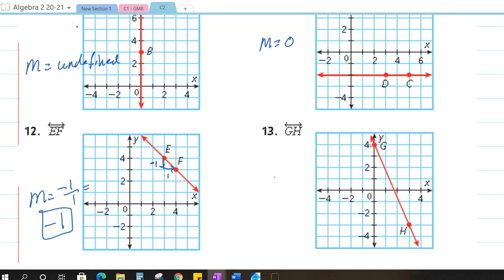The one on the right. How far down are you going? I started at 4. So I went 1, 2, 3, 4. And I keep going down, down, down to 3. So how far down did we go? We went down negative 7. And then how far to the right did we go? 1, 2, 3. So I went to the right 3. My slope is equal to negative 7 over 3.